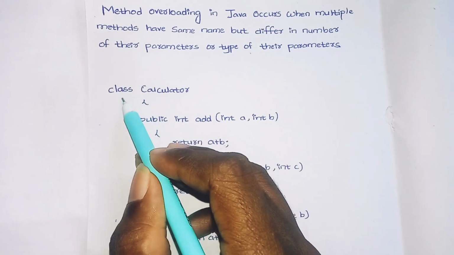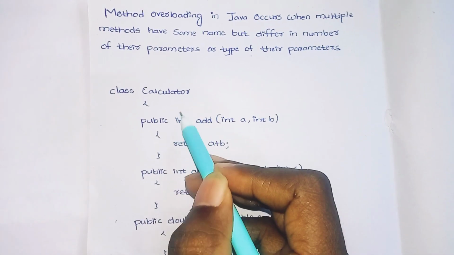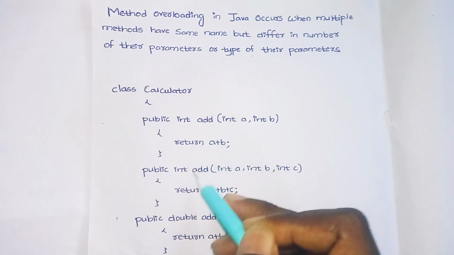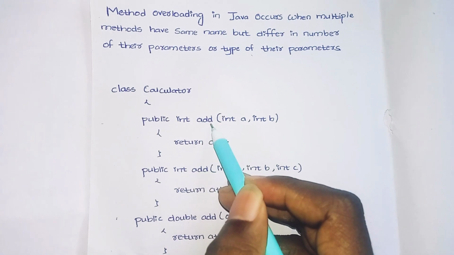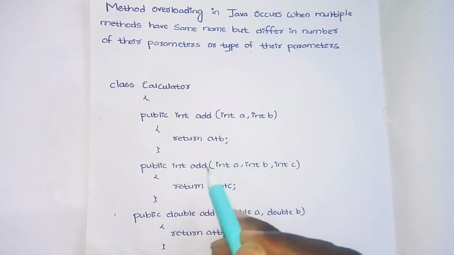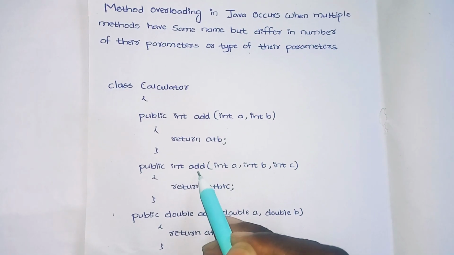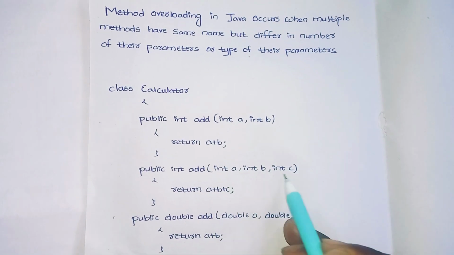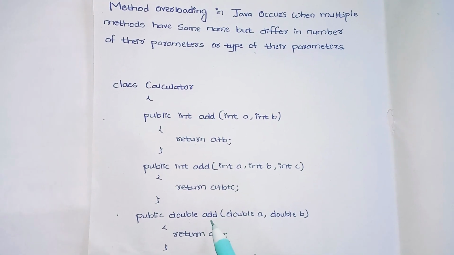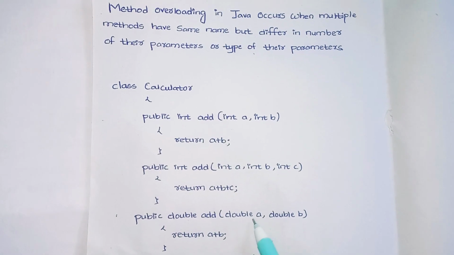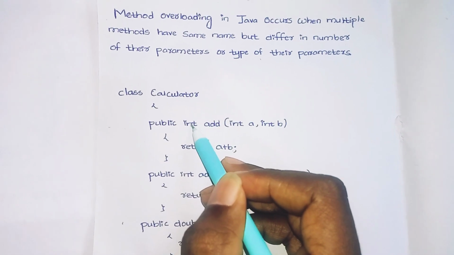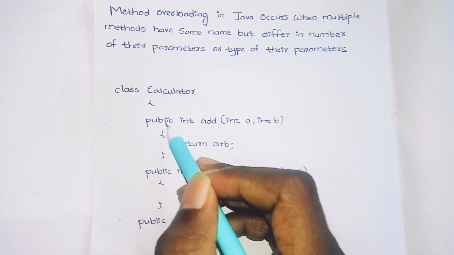Here I have taken the class name as Calculator. Inside the class we'll have three methods with the same method name, that is add. The first method add has two parameters a, b which are of type int. The second method add has three parameters a, b, c which are of type int. The third method add has two parameters a, b which are of type double. Here int represents the return type and public denotes the access modifier.